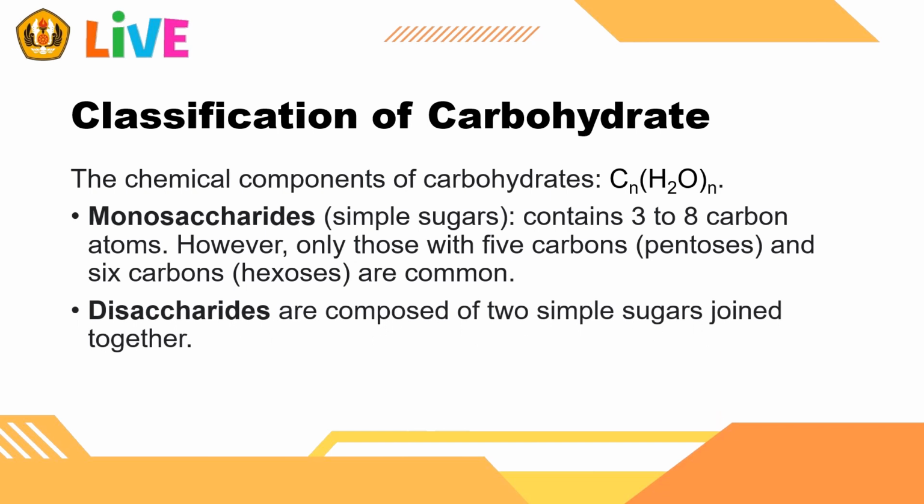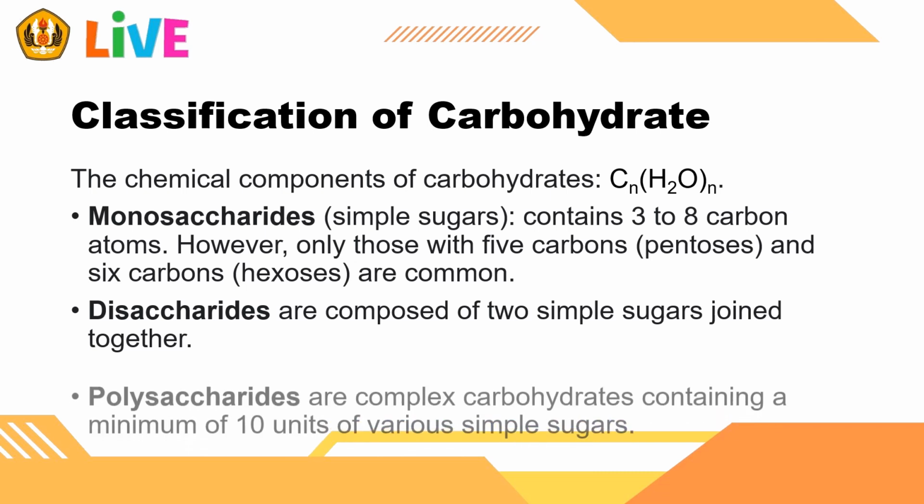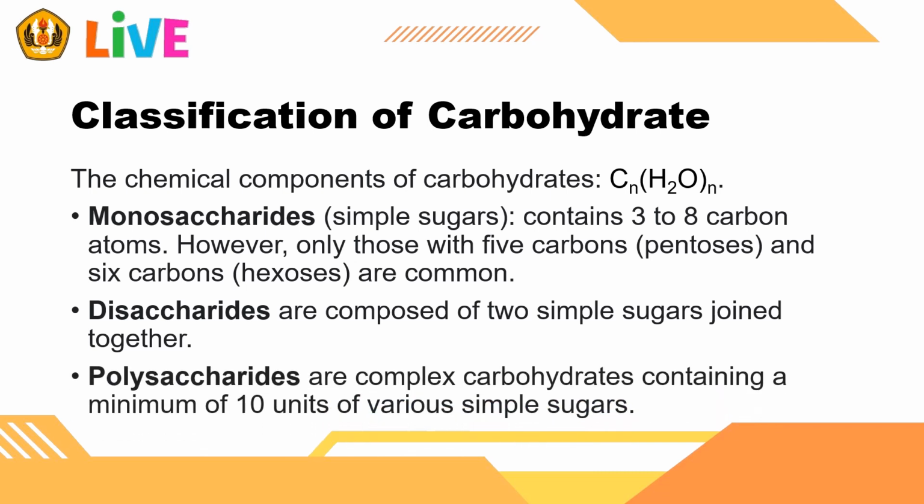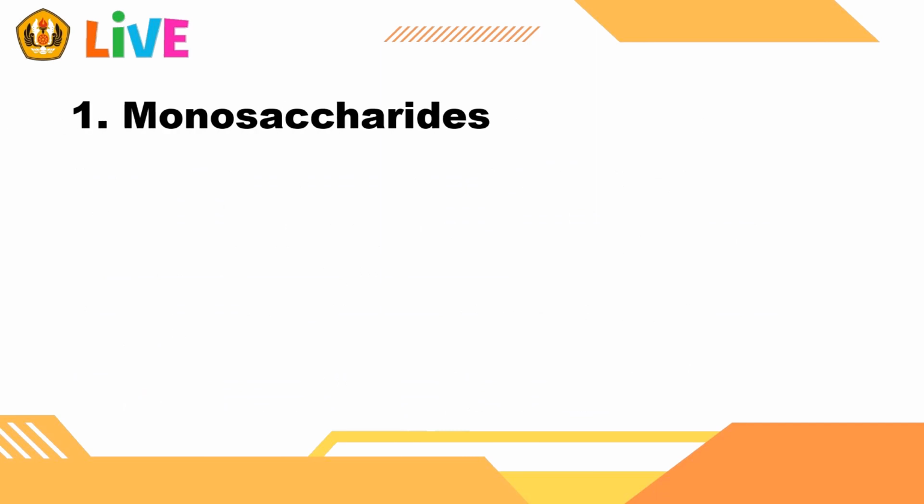Disaccharides are composed of 2 simple sugars joined together. So, the combination of a monosaccharide with another monosaccharide will create a disaccharide. Polysaccharides are complex carbohydrates containing a minimum of 10 units of various monosaccharides. So it's actually a long chain of monosaccharides. Now, we will discuss each of these types of carbohydrates. The first one is monosaccharide.